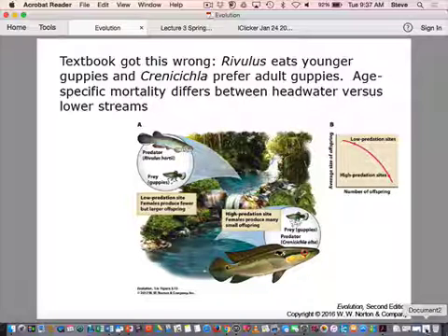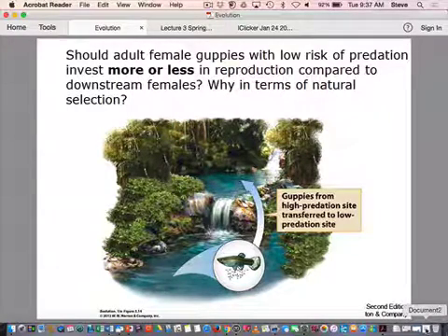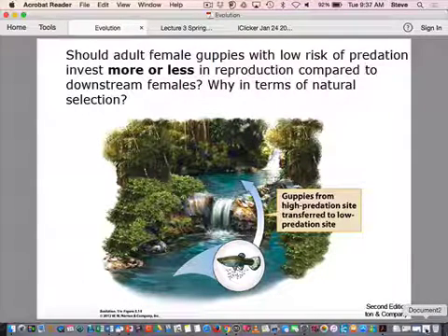So let's look at another life history trait. What I'm going to ask you, and I'd like you to work in groups, is to write the answer on a piece of paper, and tell me in one sentence why. Don't go on for half a page, if you can.